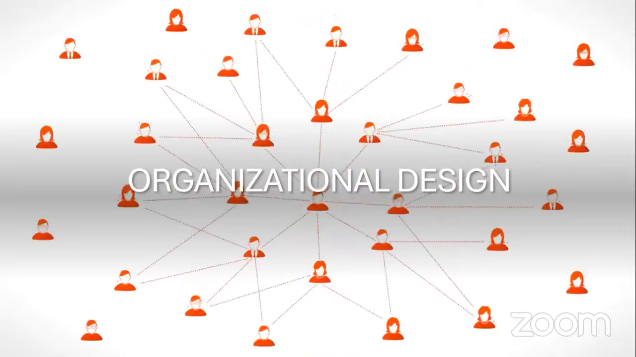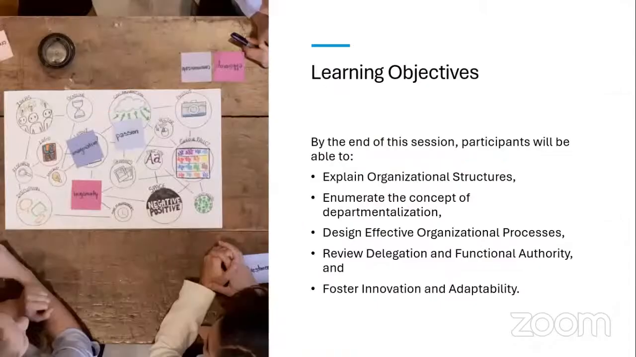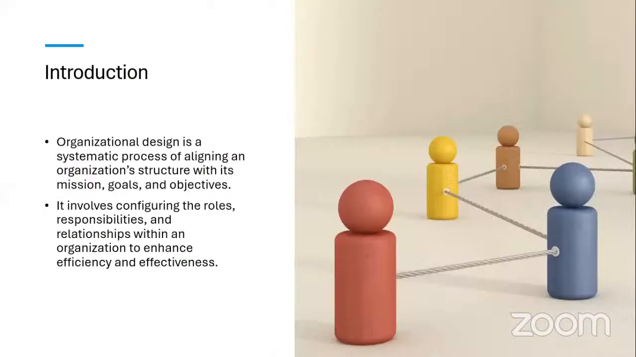Now, let's move on very fast. This class is going to be a long class, but we'll try as much as we can to simplify it. The learning objectives here will cover the participant being able to explain organizational structures, enumerate the concept of departmentalization, design effective organizational processes, review delegation and functional authority, and then foster innovation and adaptability. Now, let's move very fast.